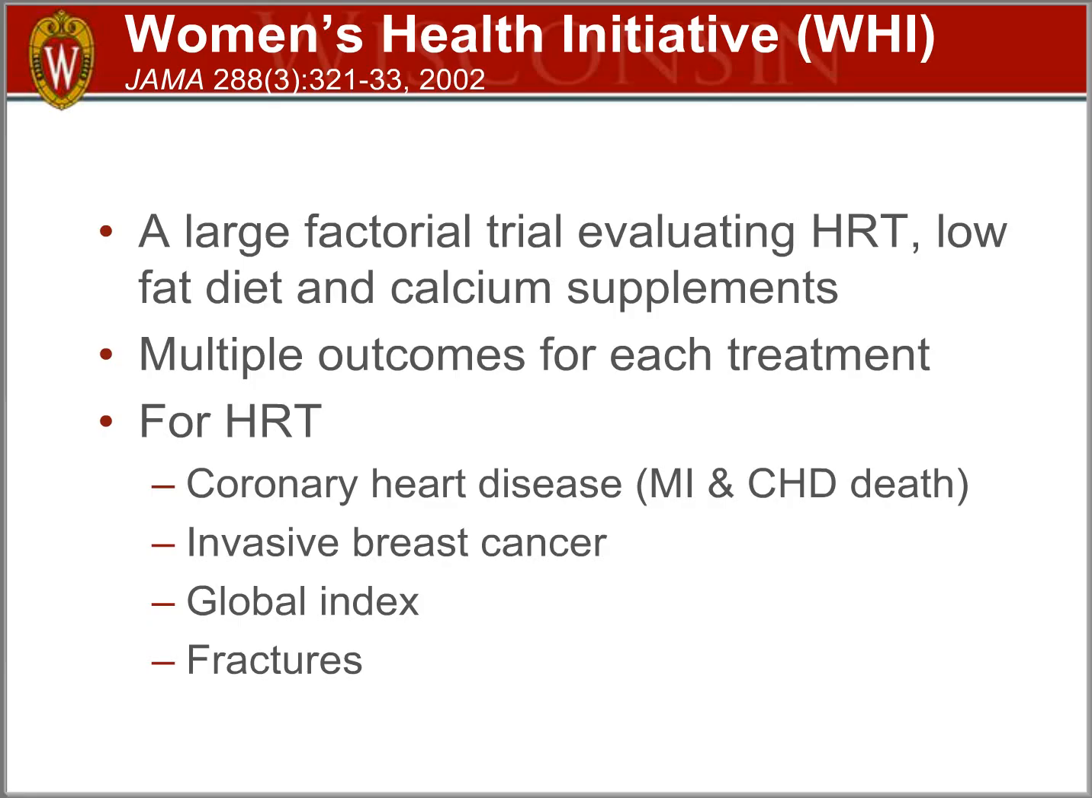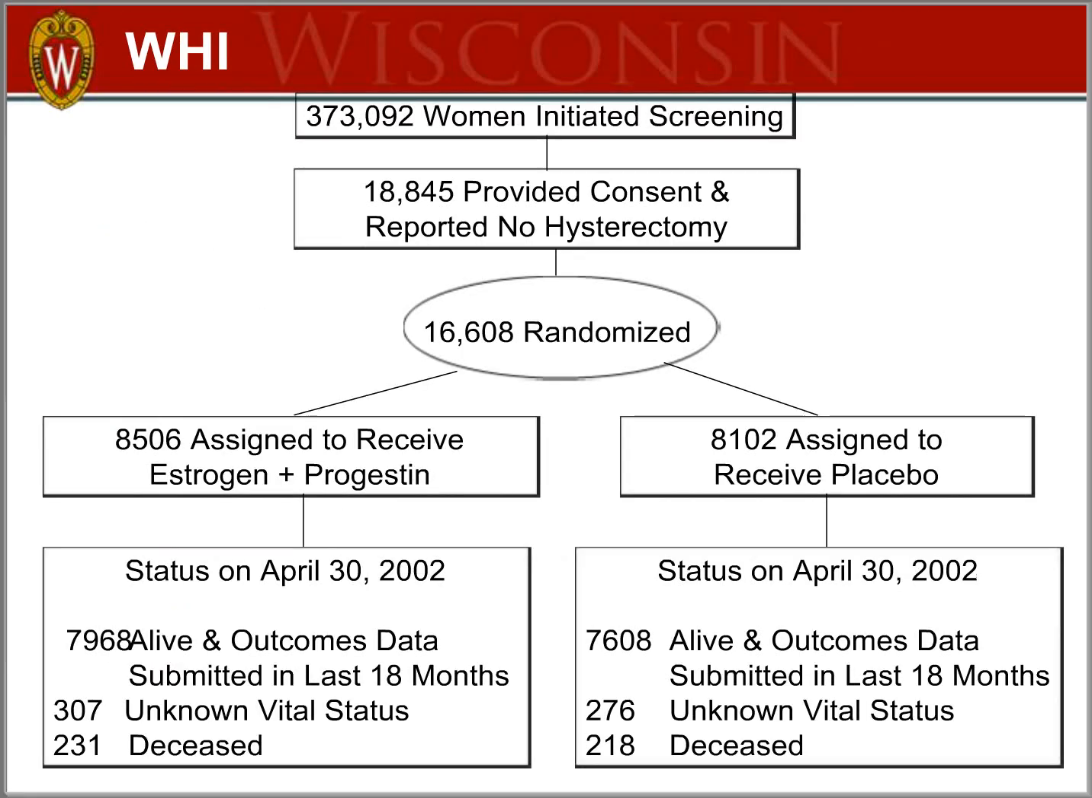For HRT in particular, we were monitoring the incidence of coronary heart disease, both MI and coronary heart disease death, the incidence of invasive breast cancer, a global index which would serve all the good things and bad things that could happen in one index, and finally, fracture rates. It was, to date, the largest trial in women ever conducted. You will notice by this diagram that over 370,000 women were screened as being eligible for this trial.